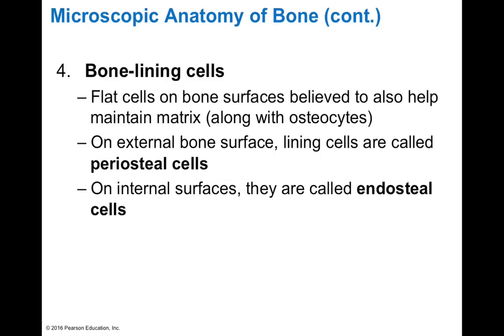Now, bone lining cells are flat cells on the bony surfaces that are believed to help maintain the outer matrix. And on the external bone surface, these cells are called periosteal cells. And on the internal surfaces, they're called endosteal cells. Again, bone lining cells can also come from the osteogenic cells.